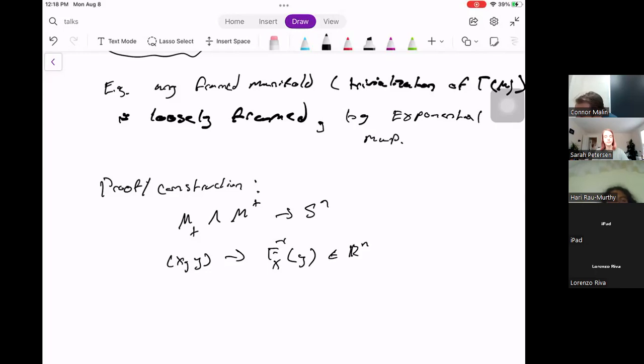Okay, but then I can 1-point compactify R^n to get S^n. And so that makes sense if y is in the image of f_x, and it's just going to go to infinity otherwise.